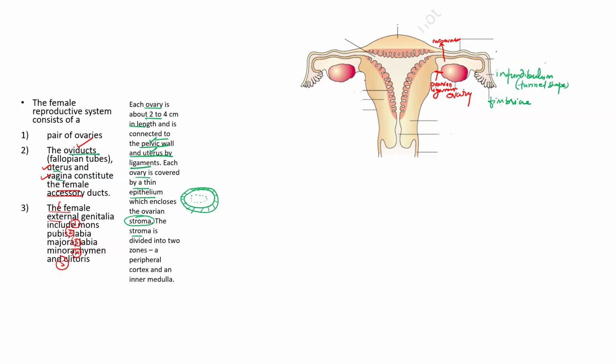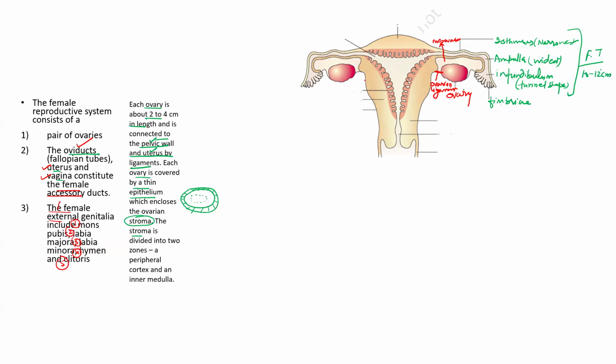Then this is the wide part. The wide part of the fallopian tube is known as the ampulla. And the last part is known as the isthmus, and the isthmus is the narrowest part. Ampulla is the widest part of the fallopian tube, and infundibulum is funnel shaped. The total length of the fallopian tube is nearly 10 to 12 centimeters.